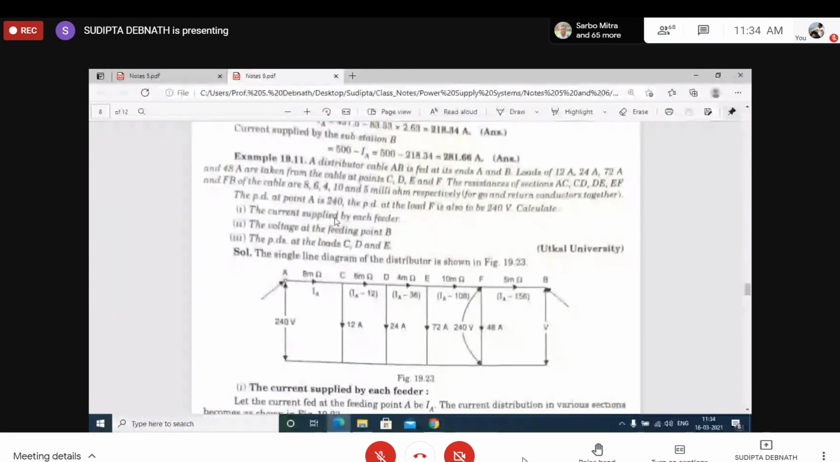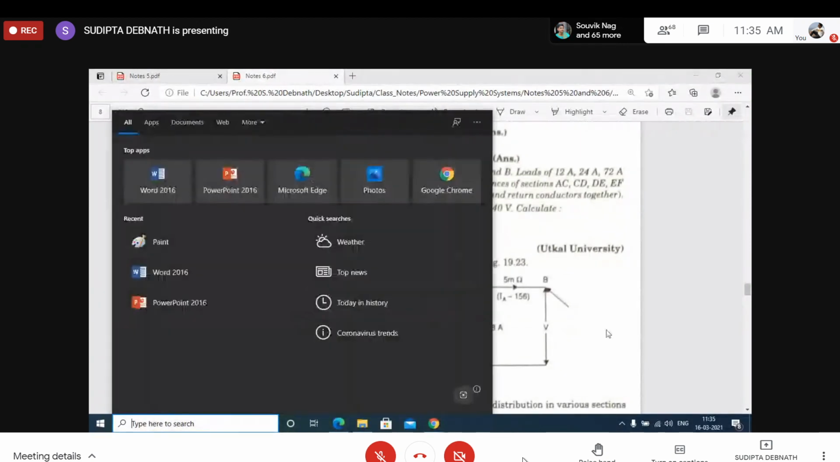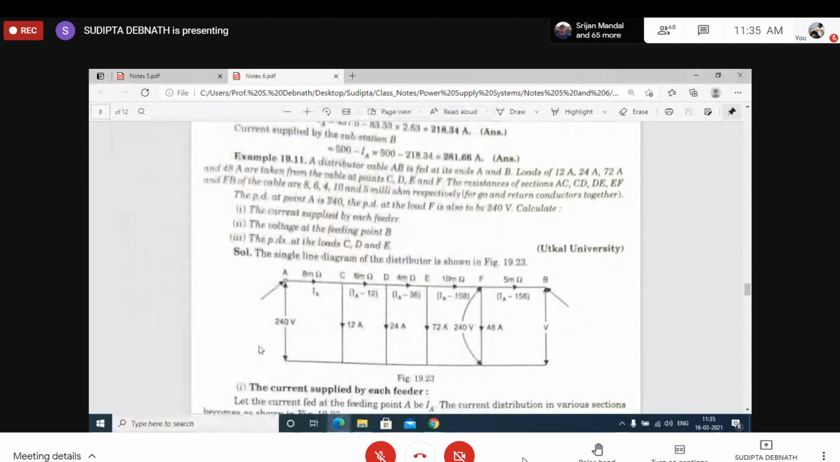What you have to do is consider IA to be the unknown current. So IA is this one, current here is IA. What is the current here? IA minus 12, current here is IA minus 36, current here is IA minus 108. All the distances are given, resistances per unit distance are given, so you can find the voltage drops in different sections. So what is the voltage drop from point A to point F? As they are maintained at equal potential, 240 and 240, the voltage drop is 0.